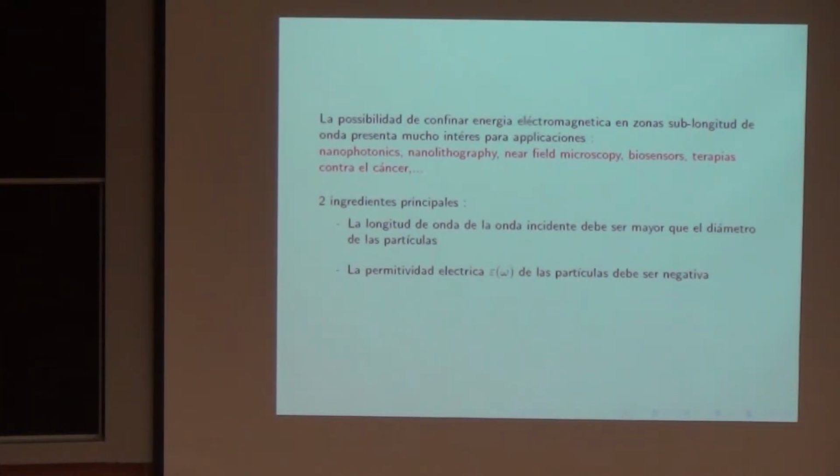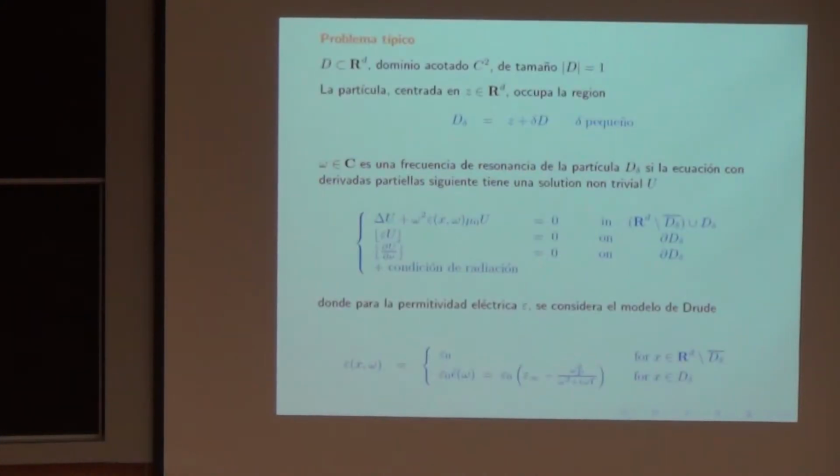Underneath are the Maxwell's equations. Maxwell's equations have coefficients, and these coefficients in the particles have to be negative somehow, which is not a natural situation, but for some ranges of wavelengths, metals in particular may exhibit behaviors that are very close to this. And I'll come back to that in a few slides.